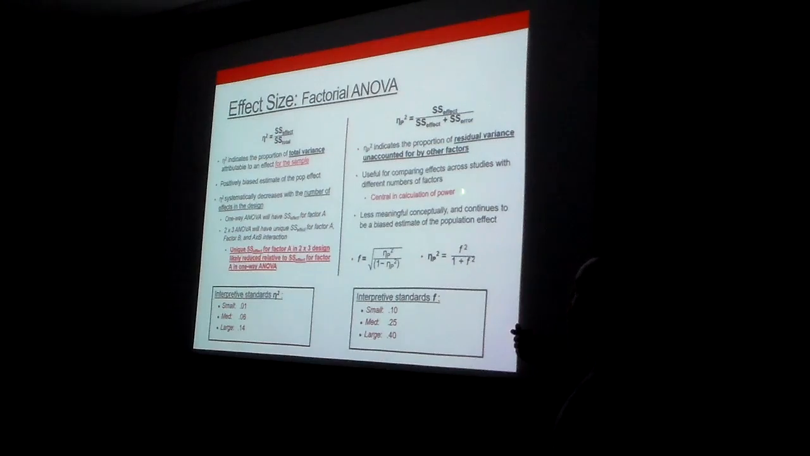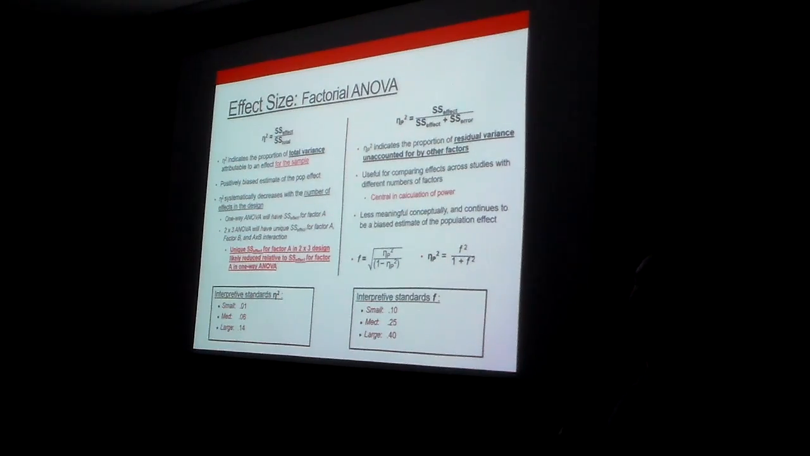And so what we'll likely use for our factorial design is something called partial eta squared. Everybody calls it this: partial eta squared. Partial eta squared is going to be your sum of squares effect over your sum of squares effect plus your sum of squares error.